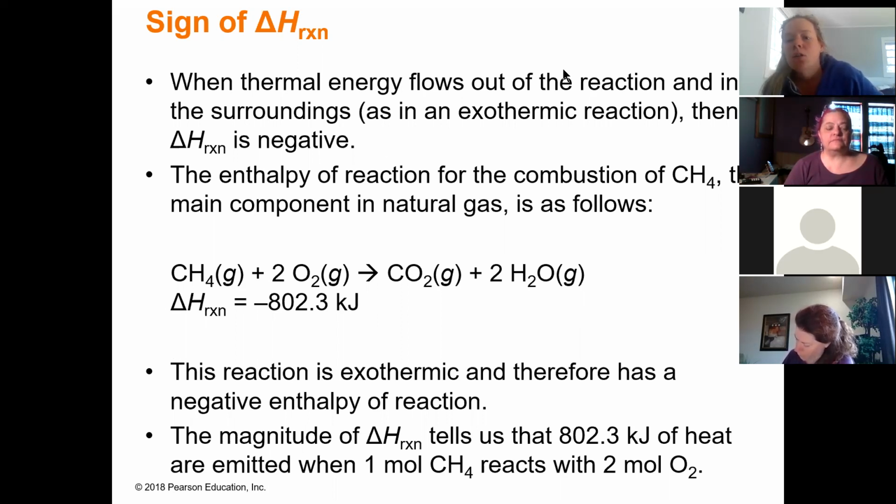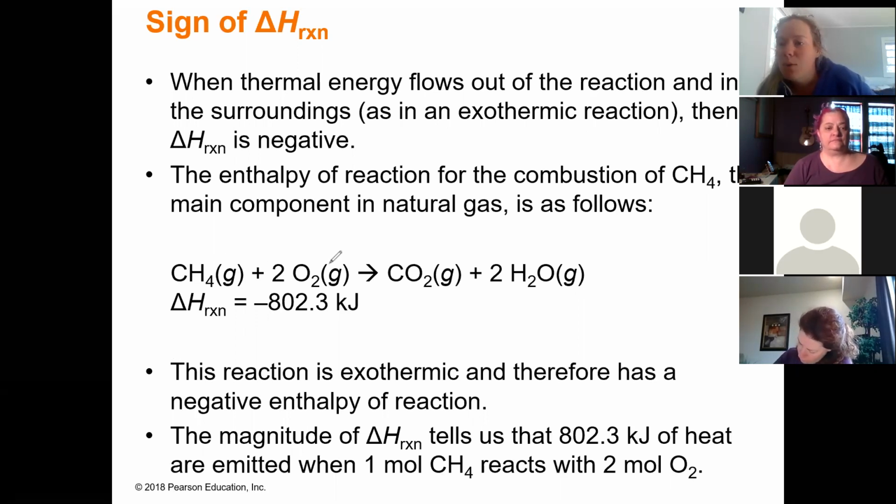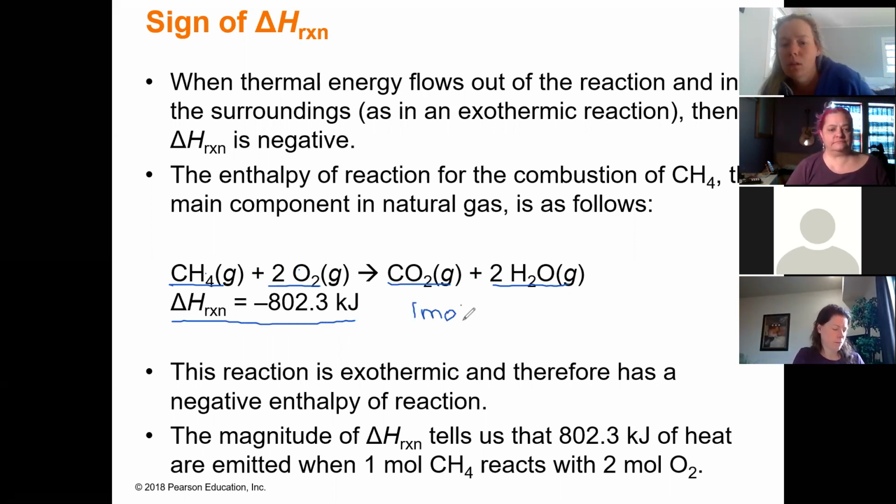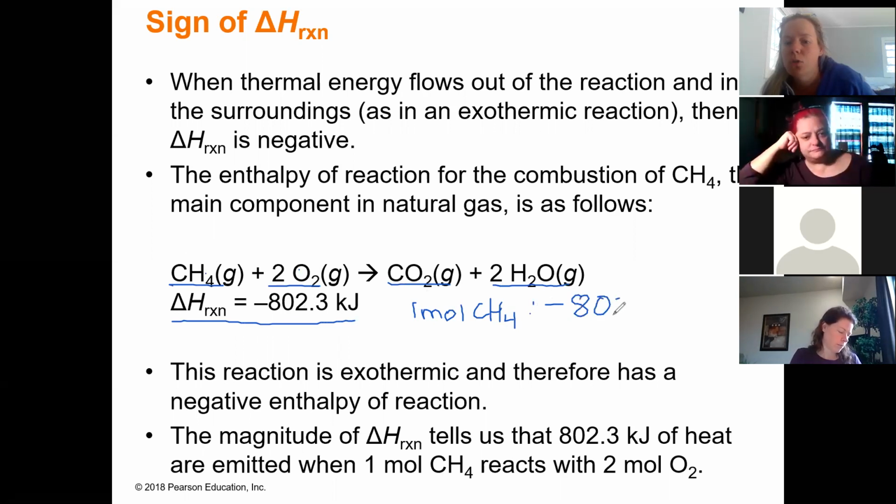Now, just like these are stoichiometrically related to each other, or molarly related to each other, like 1 mole of this equals 2 moles of this, right? Or 2 moles of this produce 1 mole of this, or 1 mole of this produces 2 moles of this. The same thing is true for the relationship between the amount and the amount of energy. So looking at this equation, if I was to combust 1 mole of methane, it would produce negative 802.3 kilojoules.